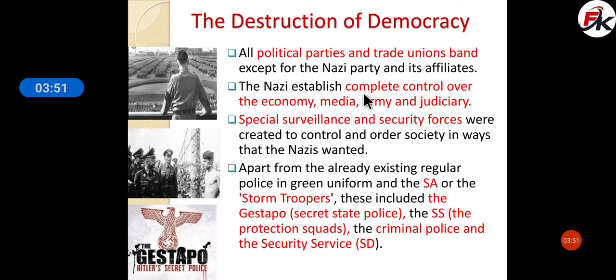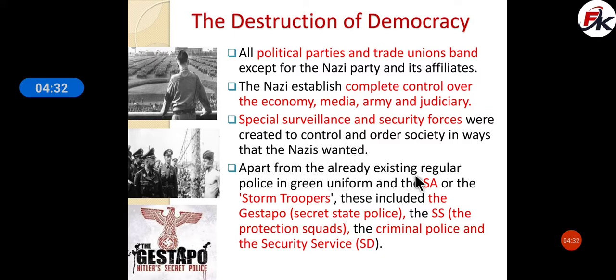The Nazis established complete control over the economy, media, army, and judiciary. Everything Nazi dictated, everything was controlled by Hitler, the leader of the Nazis. Special surveillance and security forces were created to control and order society in ways that the Nazis wanted. The way Nazis wanted, not the way the citizens of the country wanted. Everything was dictated and controlled by the Nazis.